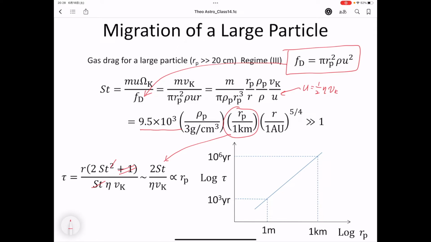Then if you draw a graph, the horizontal axis is the size of the solid particles. The migration timescale is an increasing function with respect to the size of the solid particles. If you consider a really big object of 1 kilometer, it takes 1 million years for a particle to migrate to a central star. But if you consider a small object, 1 meter, it takes only 1,000 years.